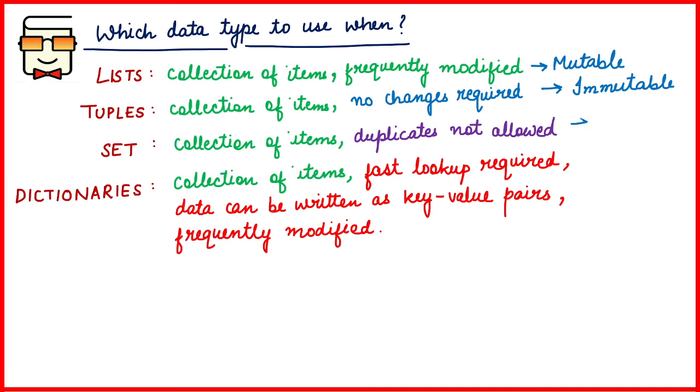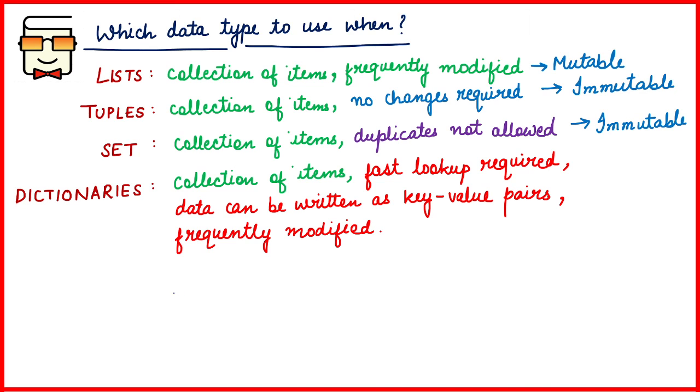Okay, in case of sets, we have studied that sets do not allow duplicacy, as well as they are immutable. So in any case, when you need to store multiple elements which need not be duplicates, only unique elements are required, as well as no changes would be done to this set once it has been created, then you must use the set data type.